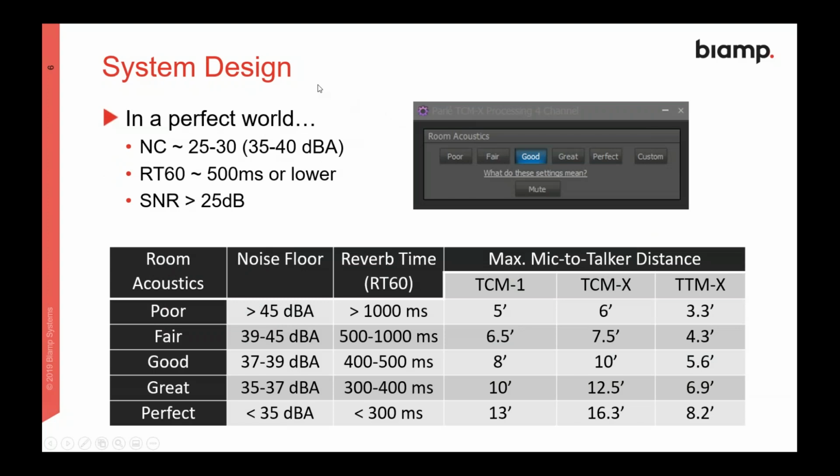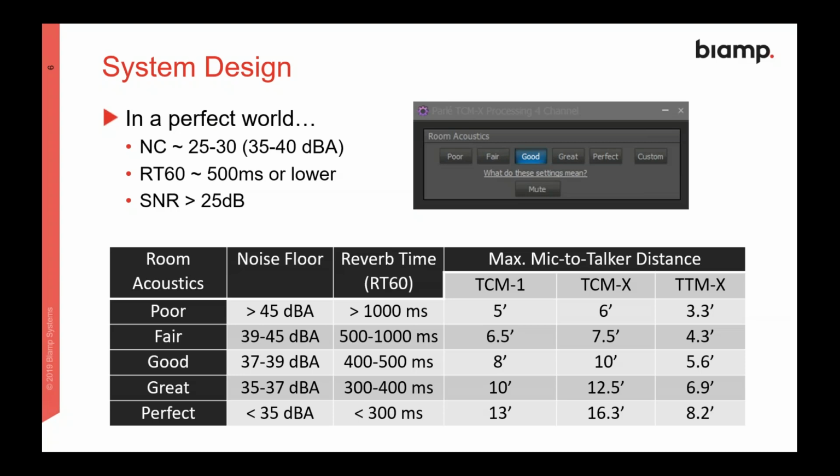What do those mean? So in a perfect world, a conference room would have a noise floor of about 35 to 40 dB A-weighted, which gives us an NC or noise criteria rating of between 25 and 30. Sometimes that's a little challenging to get. We consider that a perfect room.